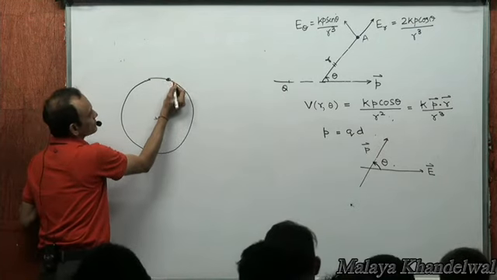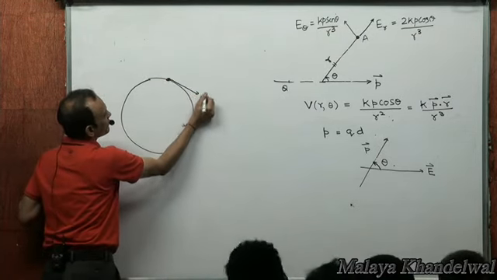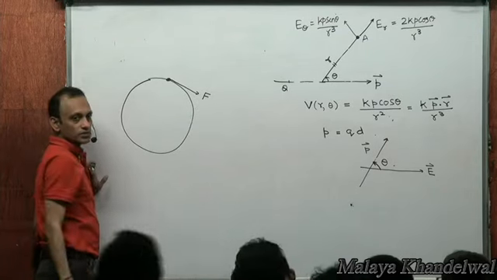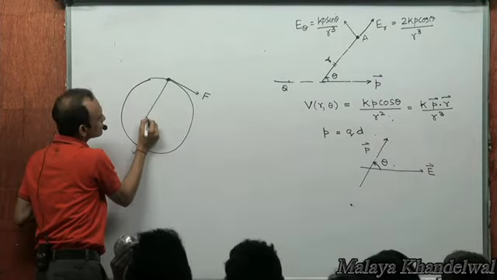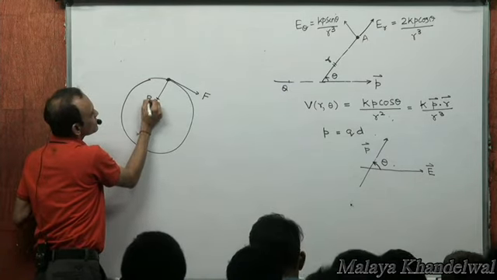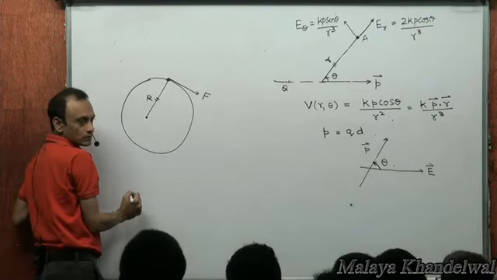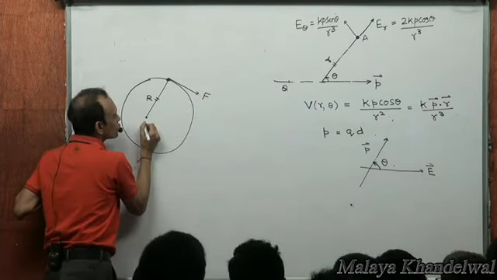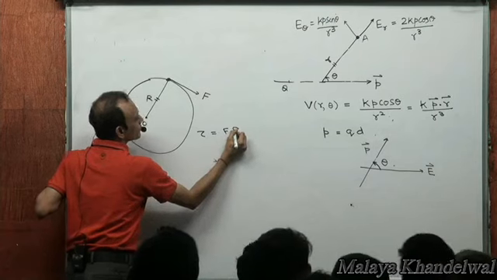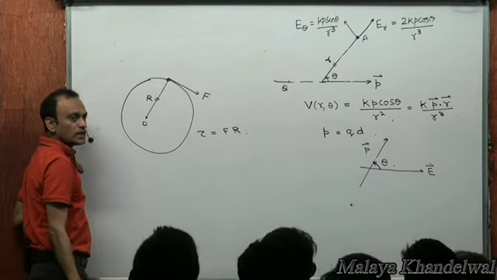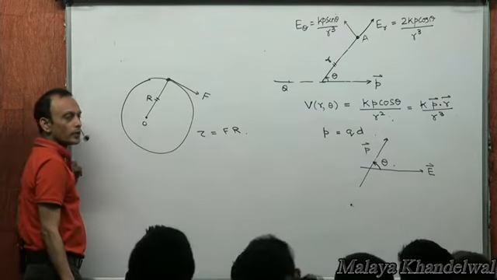Suppose that there is a particle and a force F acts tangentially on the particle, right? The radius of this circle is R. What's the torque of this force about O? F into R. That's the torque of this force, right?